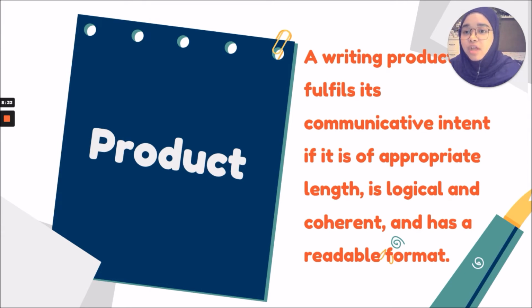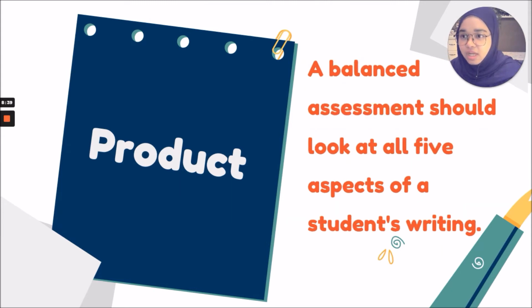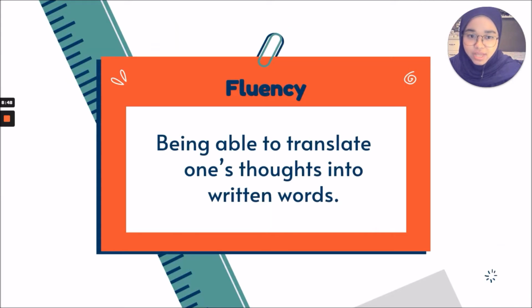For example, we have fluency, content, conventions, syntax, and vocabulary. So, a balanced assessment should look at all 5 aspects of a student's writing. The first one is fluency. So, the first writing skill a teacher might assess with a beginning writer is fluency, because they need to be able to translate one's thoughts into written words.